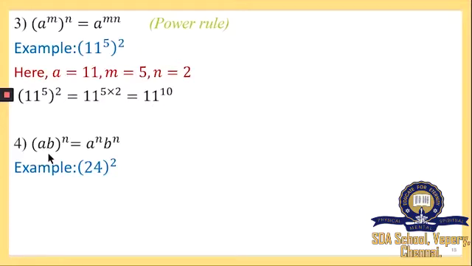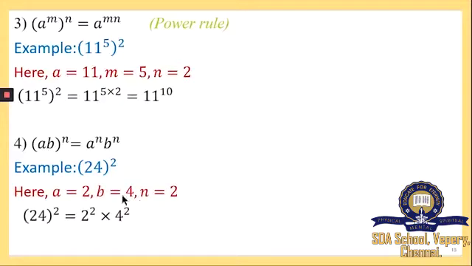And the next law is (ab) to the power n equals a power n into b power n. The given example here is (2 into 4) the whole squared, that is 24 the whole square 2. In the place of a we have 2, in the place of b we have 4 and in the place of n we have 2. So a value is 2, b value is 4 and n value is 2. Now applying this law, we will get a power n, so 2 power 2, and b power n is 4 power 2. So 2 power 2 is 4 and 4 power 2 is 16. If you multiply these two, you will get 64.